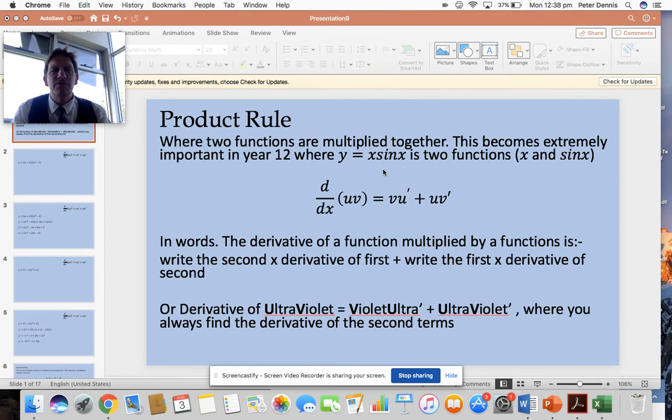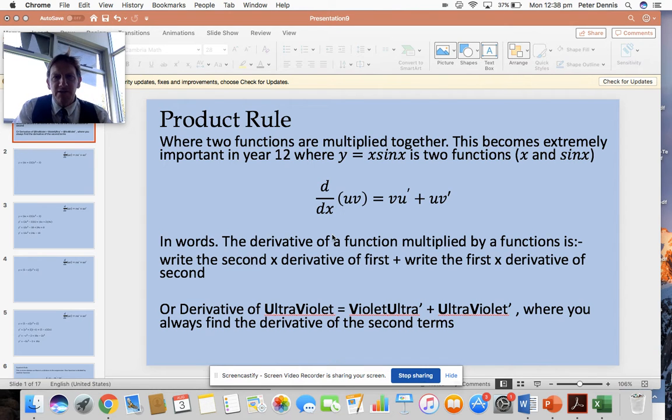So you can have loads of different things like this, like x squared times cos x, or x squared times e to the power of x, or exponentials and logarithms. So it becomes very, very tricky at times, and it involves lots of different things. So the derivative of a product, uv, is vu dash plus uv dash.